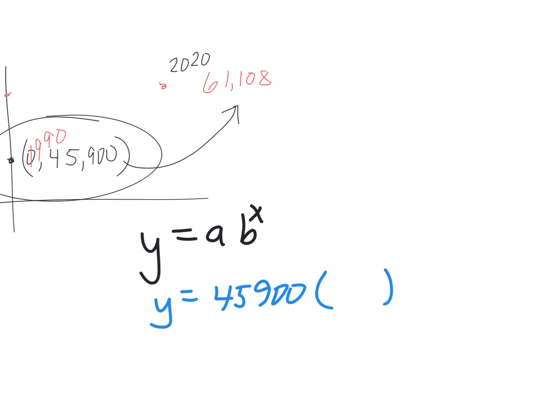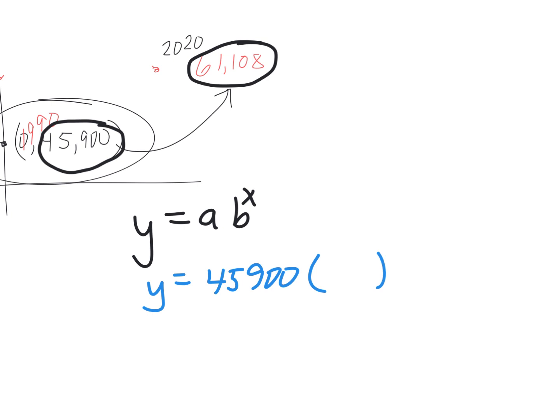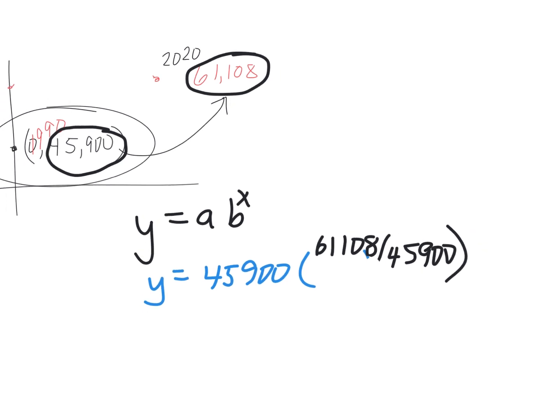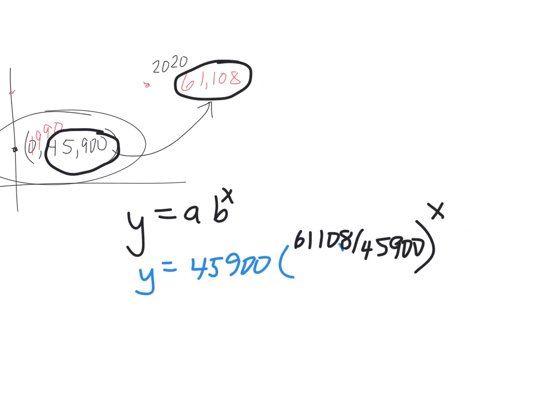So here's what you do. If you took that number divided by that number, it would be bigger than 1. It'd be like 1 point something. So that's exactly what you'd put here. 61,108 divided by 45,900. That's my growth factor. And then over how many years did it do it? 1990 to 2020. Over 30 then.